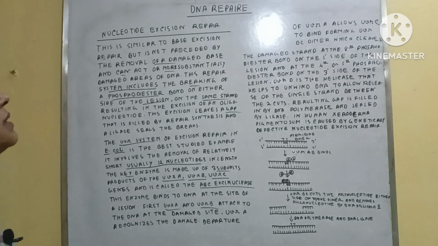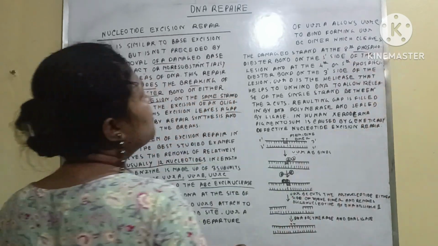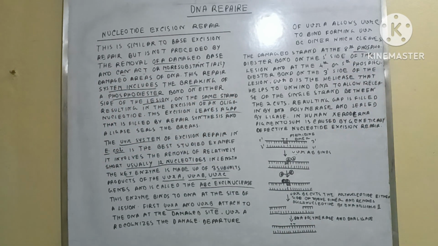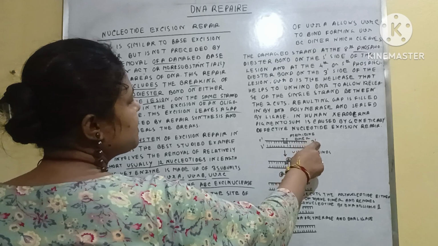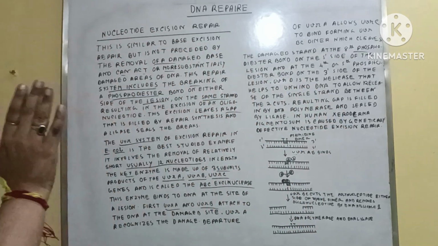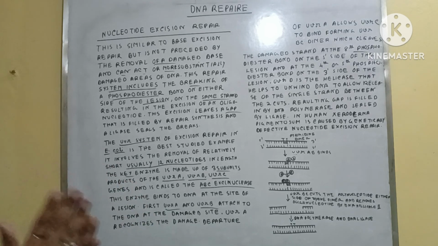Clear? And the damaged strand is generally cut at the 8th phosphodiester bond on the 5' side of the lesion, and at the 4th or 5th phosphodiester bond on the 3' side. That means suppose this is the 5' side, this is the 3' side. So the cut must be towards the 5' side at the 8th position, and the cut must be towards the 3' side at the 4th or 5th site. Clear?